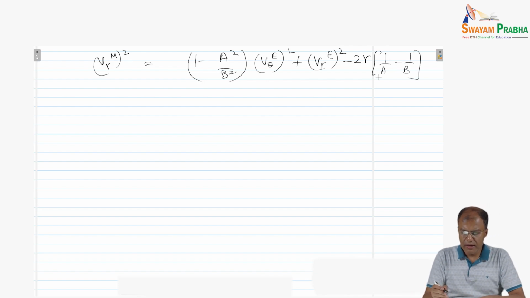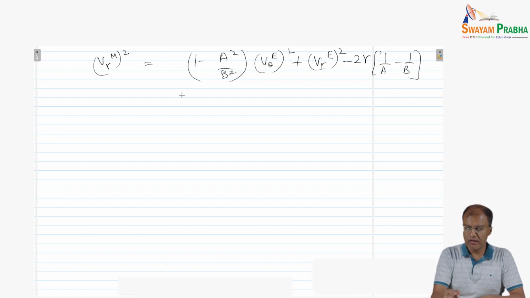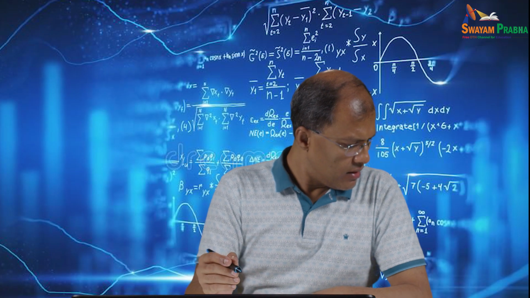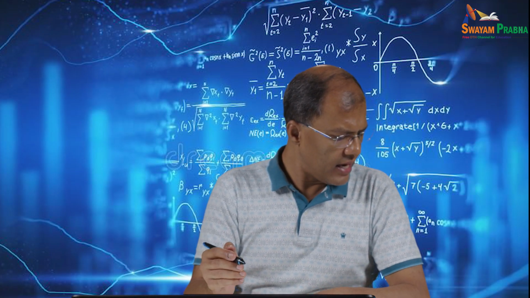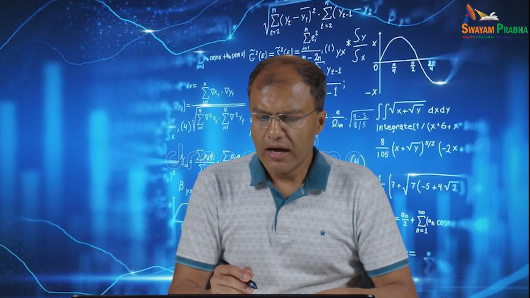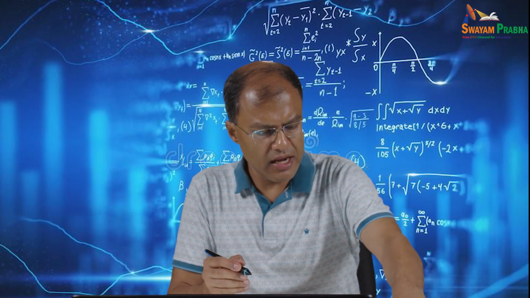So I have eliminated V theta of M. One variable is gone, so this is an equation in 3 variables. Then I can quickly write down the orbital speeds. I think we are running out of time in this module, so I will continue.